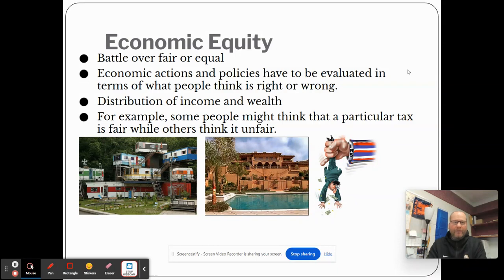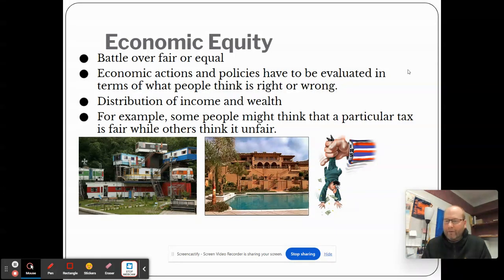The second bullet point there, economic actions and policies have to be evaluated in terms of what people think is right or wrong. So again, from place to place, from economy to economy, from country to country, some countries and economies might think this is right and this is wrong. Others might think the opposite in terms of economic equity.